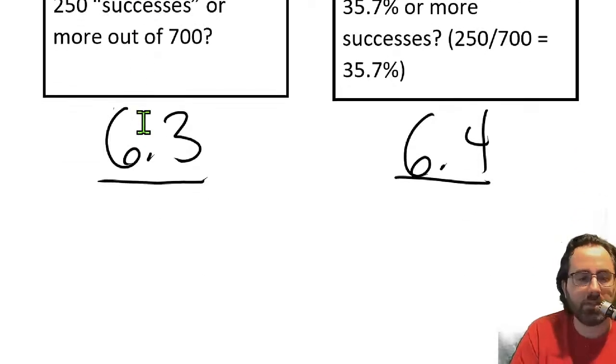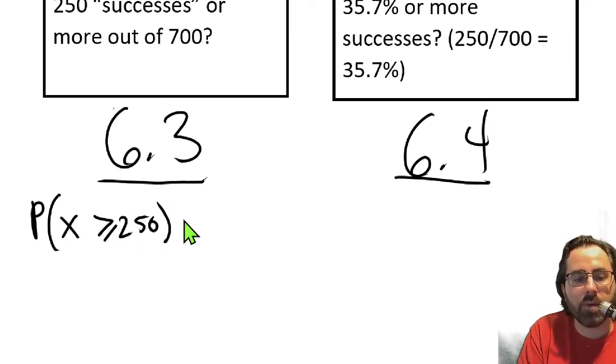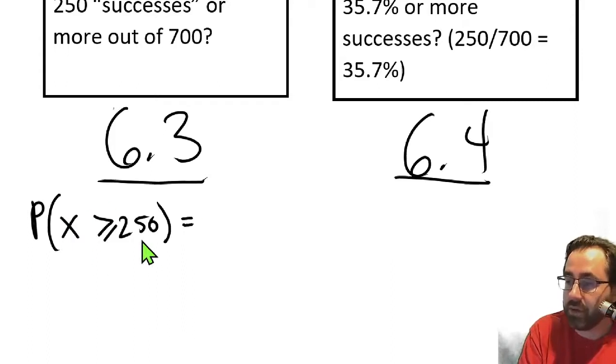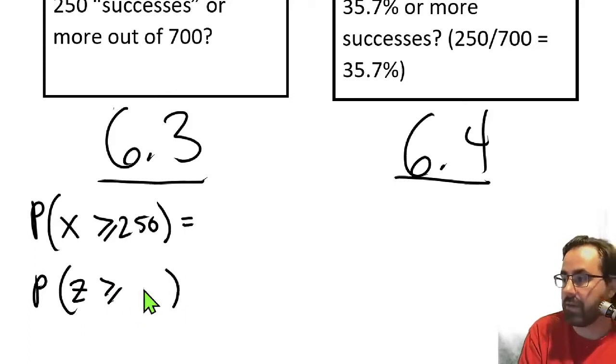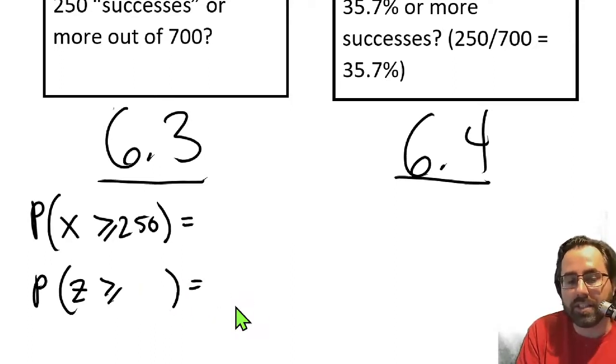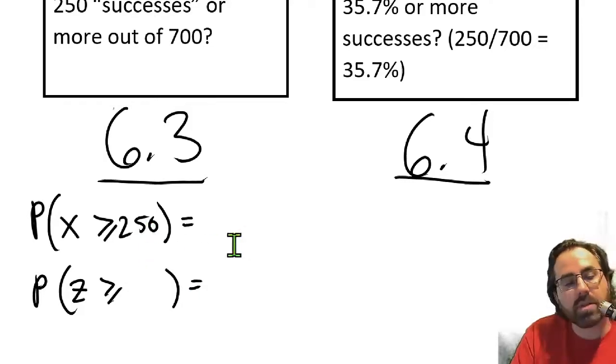So how would you do this problem? The question is asking, what's the probability of getting a number of successes, so X is the number of successes, of 250 or more? So what is that probability? The first thing we'd have to do is convert this count 250 to a z-score. So this is the same as the probability of having a z value larger than or equal to a certain z value. This is essentially going to be our final work, but first we have to convert this count to a z-score. So let's do that right now.